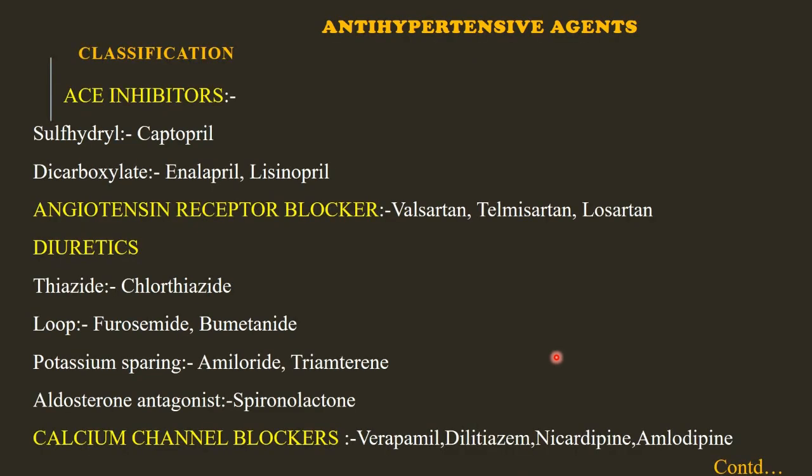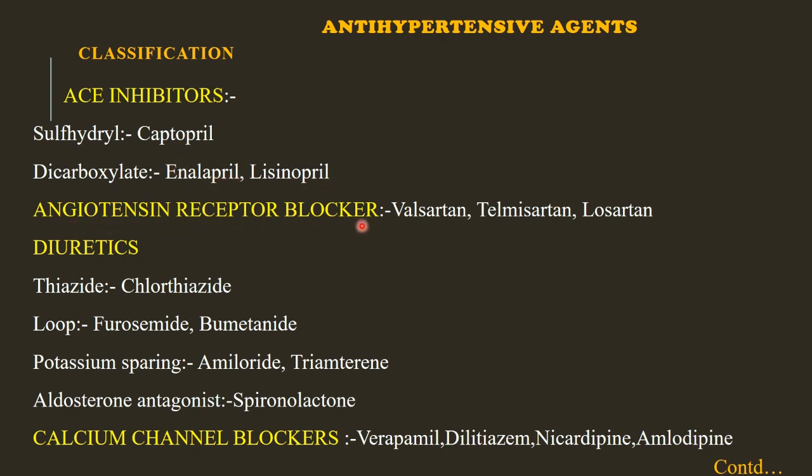Now, classification of antihypertensive agents. It is a broader classification. Under that, the first one is the ACE inhibitors. What is ACE? Angiotensin converting enzyme inhibitor. Under that, one type will have the sulfhydryl group. Such a type of compound is captopril. Another type will have a dicarboxylate group. The examples are enalapril and lisinopril.